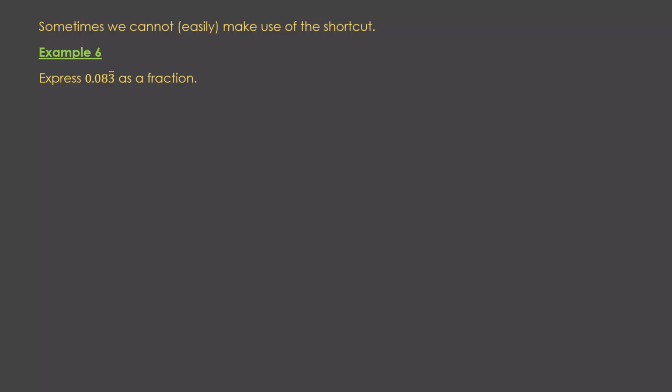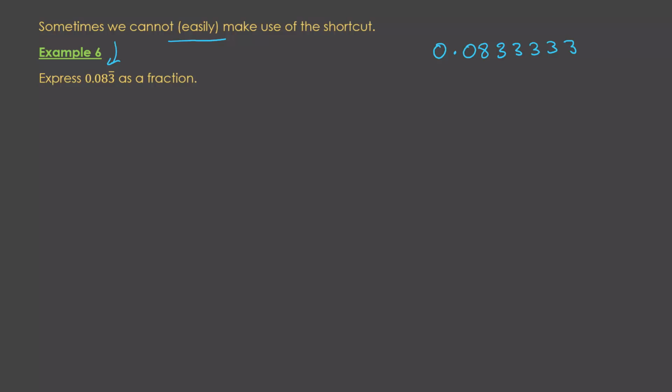So now we've seen how easy it is to do this with the shortcut. Why did I introduce the other method with the x's before? Well, the simple fact is that sometimes we cannot easily make use of the shortcut. For example, when we've got a decimal like this, where part of it doesn't recur and then the rest does. This number here, if you look at the fact that the dash is just above the 3, is 0.08, and then it's 3 forever.